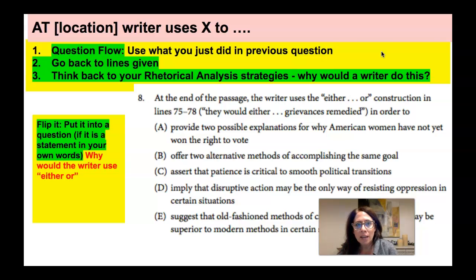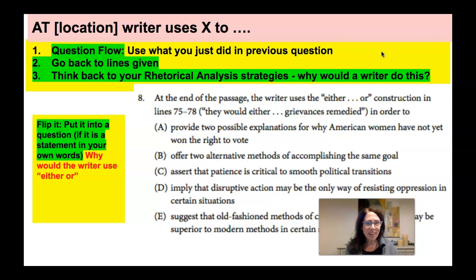So we want to go back to line 75 to 78. But first of all, know the word construction, right, is just an extra word in there to tell you that the either-or words together is a construction. So you could just eliminate that word construction, but they use either-or in order to do something. So we're going to put this into our own words, and the trick that I use for that is to flip it. And right now it is a complete this sentence type question. I want to flip it to an actual question because that is clearer, and it's also forcing us to understand and to put it into our own words. So just practice it and see how far you can get with this strategy, and build your skills with doing that immediately when you look at a question. And so that would be, why would the writer use either-or?